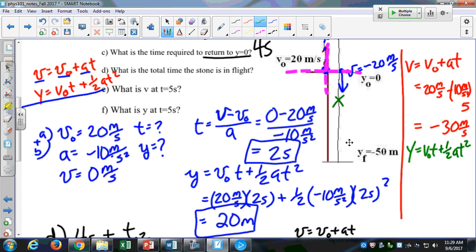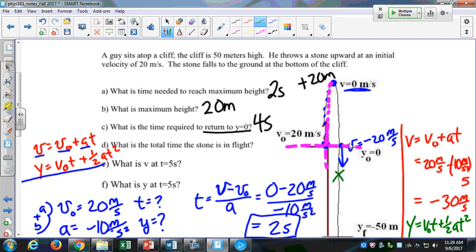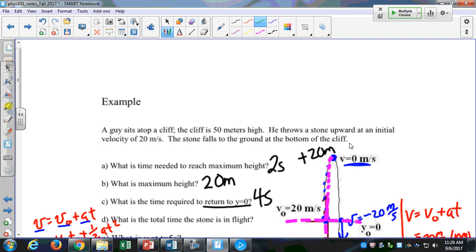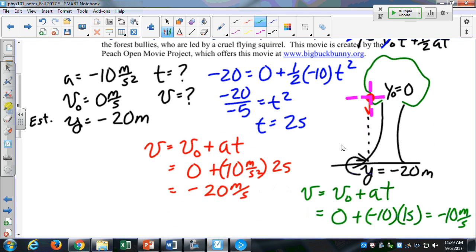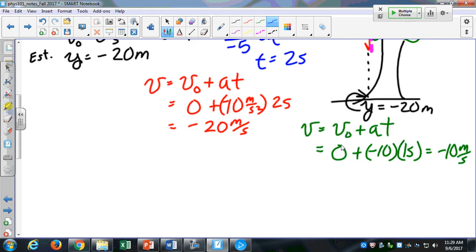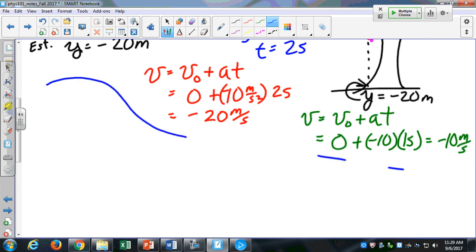Okay, let's do that other question for Big Buck Bunny. There's an extra page there if you need it. So we had the apple fall, or the peach or whatever it was. Oh. And then we also had the flying squirrel fall. So we had this flying squirrel.